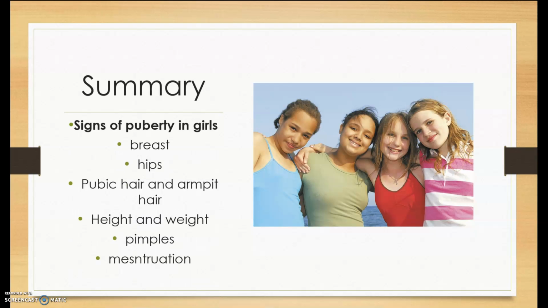So our summary for today, we talked about the puberty signs in girls. The breast swelling, the hips become wider, pubic hair and armpit hair appear, the height and weight also will gain, the pimples will appear on faces, and menstruation will start.